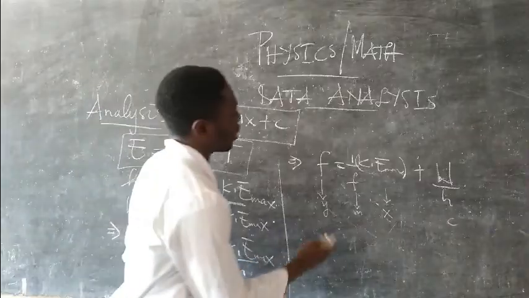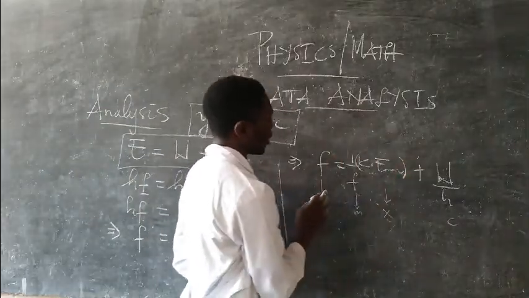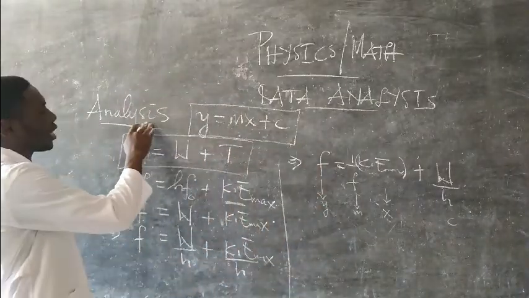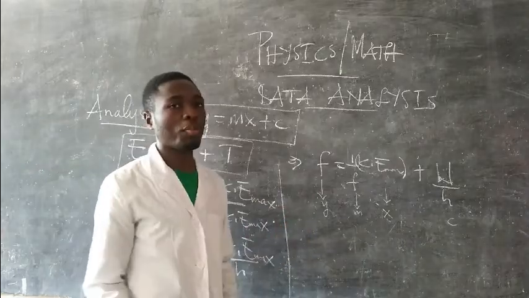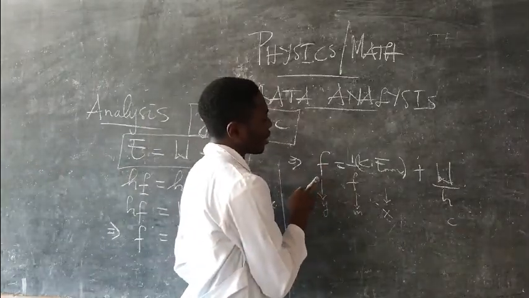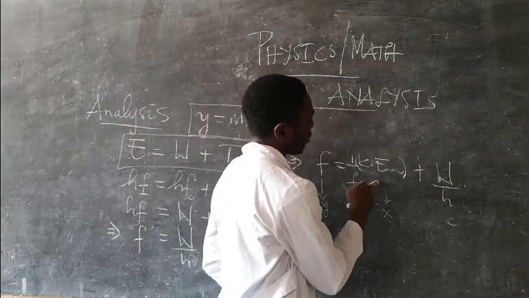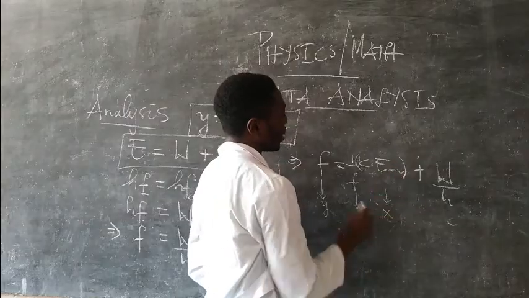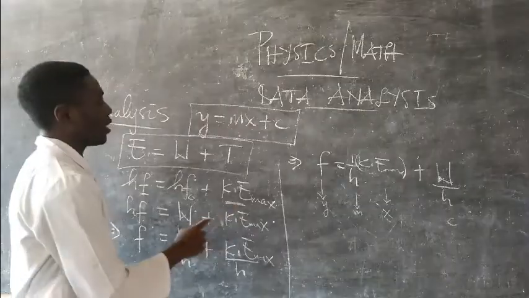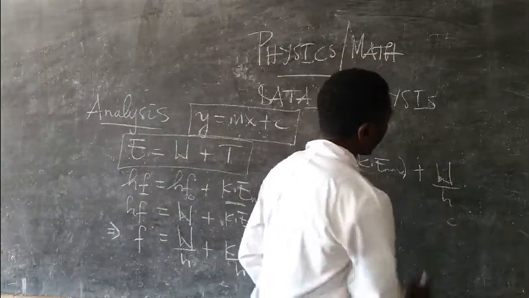So I'm going to analyze the equation in this form and say, okay, a graph, you see, it is in the form y = mx + c. So I can say, now my statement of plot, because each time I do analysis, I must give you the statement of what you're going to be plotting. So here, you can say a graph of frequency against KE max is a straight line graph with gradient 1 over h and y-intercept W on h.